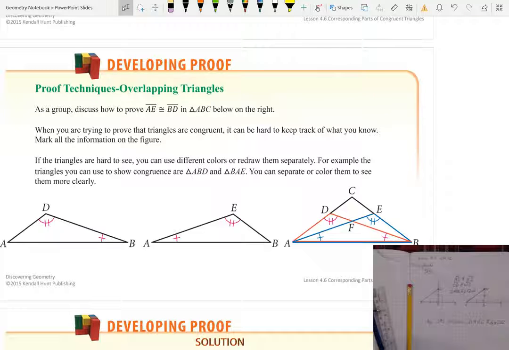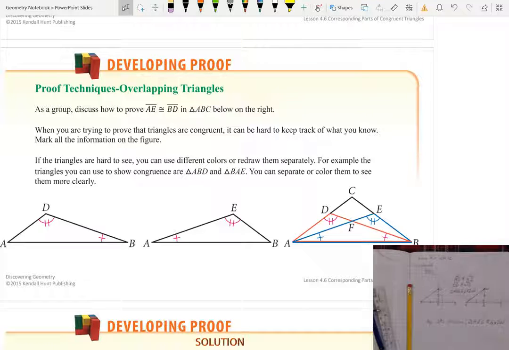In triangle ABC below on the right, when you are trying to prove that triangles are congruent, it can be hard to keep track of what you know. If the triangles are hard to see, you can use different colors to redraw them separately. For example, the triangles you can use to show congruence are triangle ABD and BAE. You can separate or color to see them more clearly.